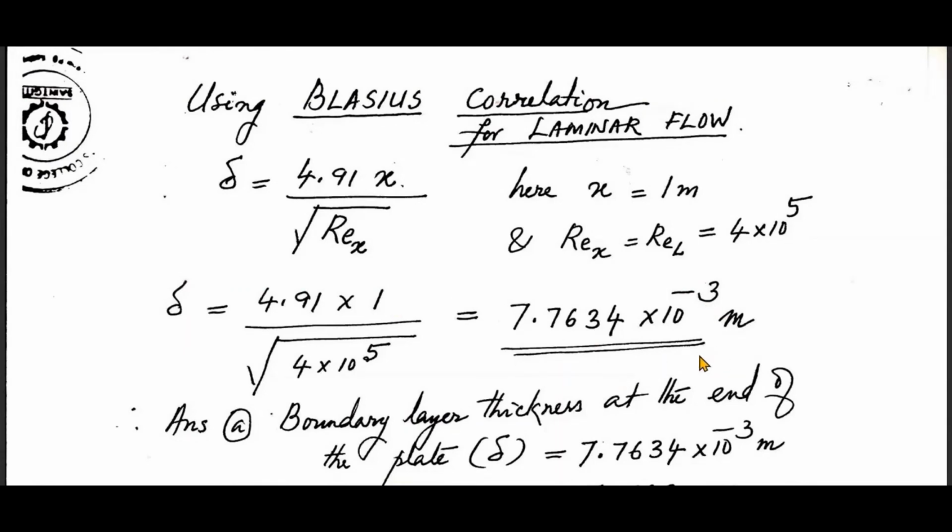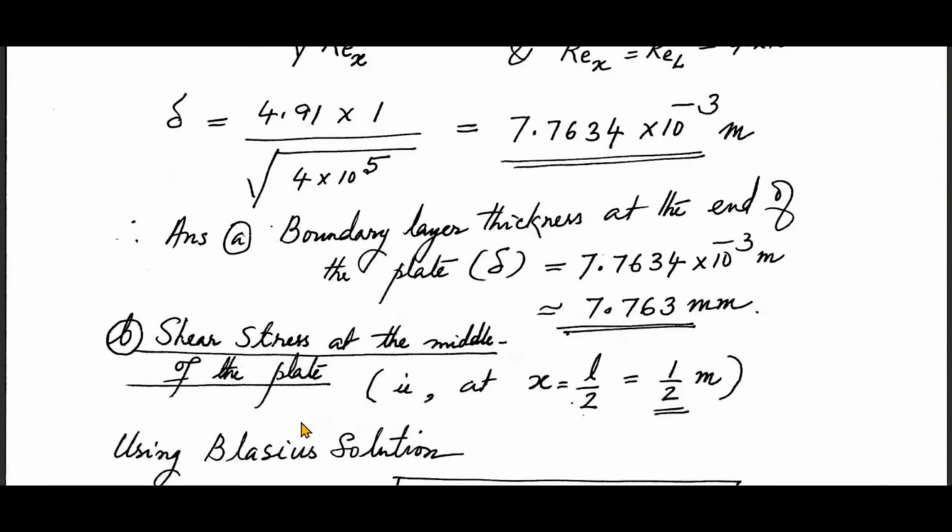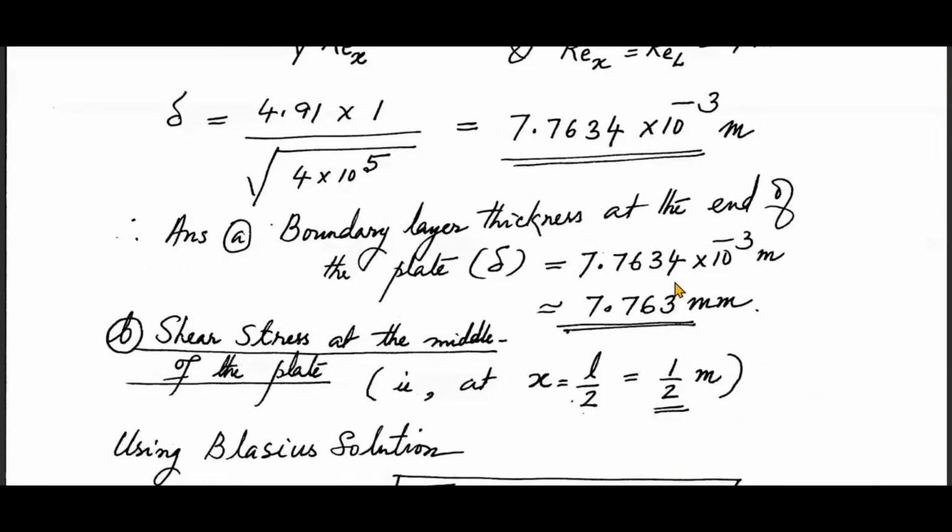So the boundary layer thickness after 1 meter length of the plate for the given flow situation is 7.7634 into 10 raised to minus 3 meter. And if you multiply by 1000, the 10 raised to minus 3 part can be removed. So you'll get 7.763 millimeter, so nearly 8 millimeter. That is the boundary layer thickness at the end of the plate.